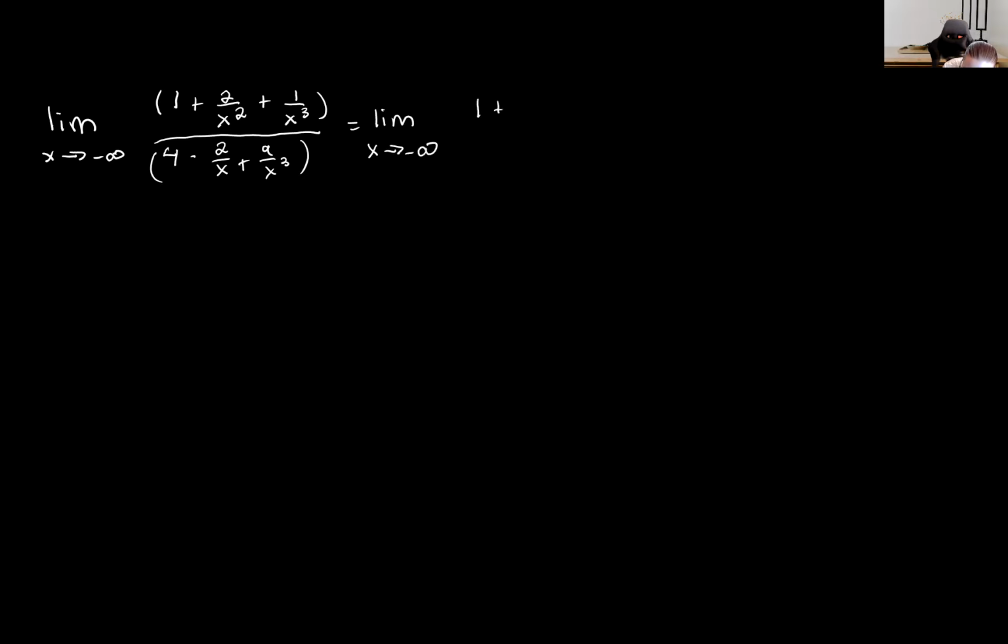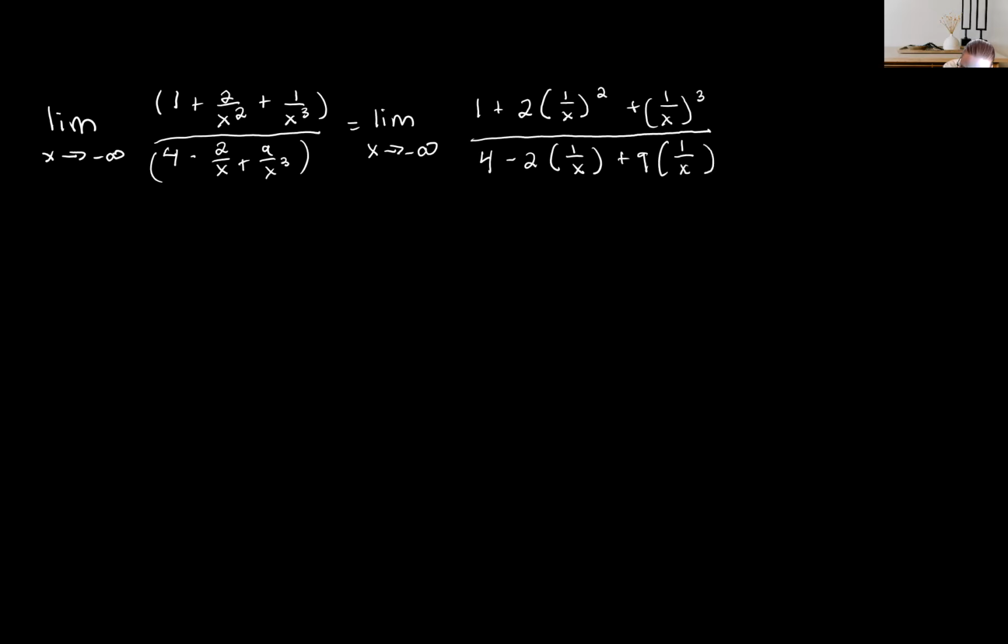So I get 1 plus, and I'm going to put the constant in front, so the 1 over x squared is 1 over x quantity squared. And then 1 over x cubed is 1 over x quantity cubed. And I've got 4 minus 2 times 1 over x, and then plus 9 times 1 over x quantity cubed.